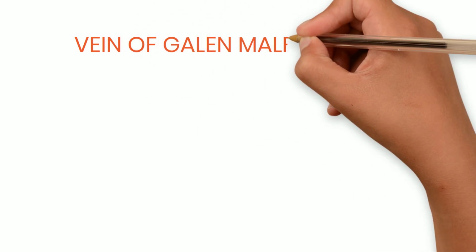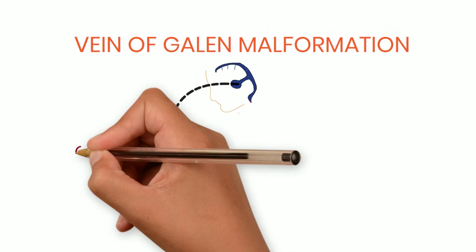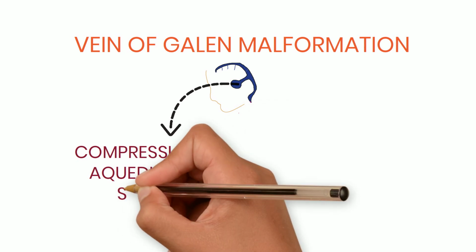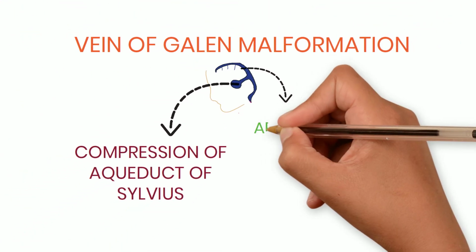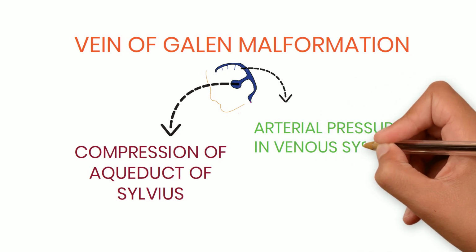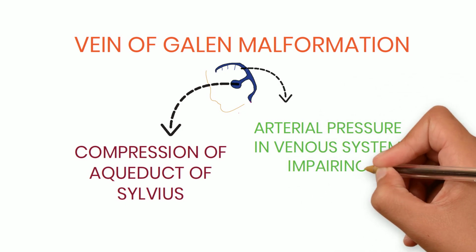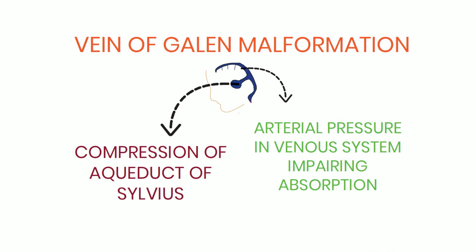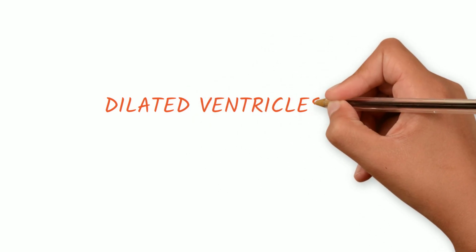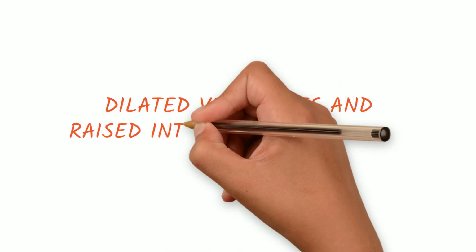So what happens in vein of Galen malformation? Here there is an AV malformation, and the malformation itself can compress the aqueduct of Sylvius, resulting in obstructive hydrocephalus. But there is also increased pressure in the venous system. That is, due to this malformation, there is arterial pressure within the venous system. This high pressure impairs CSF absorption, resulting in communicating hydrocephalus also. So most of the clinical features are due to dilated ventricles and raised intracranial pressure.